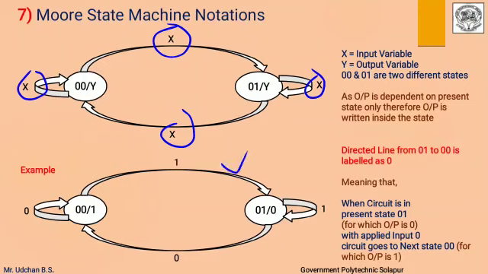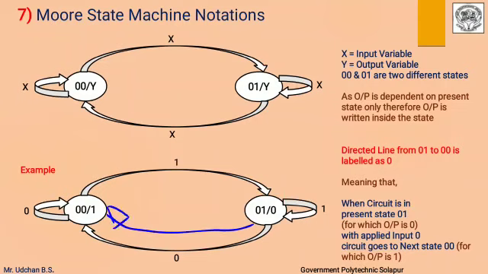Now here one example is given. We can read this Moore state machine. The directed line from 0 1 to 0 0, this one, is labeled as 0, meaning that when the circuit is in present state 0 1, for which the output is 0, with applied input 0, the circuit goes to next state 0 0, for which the output is 1.